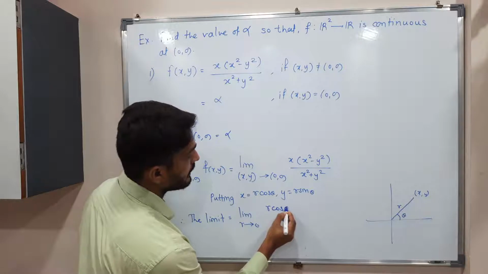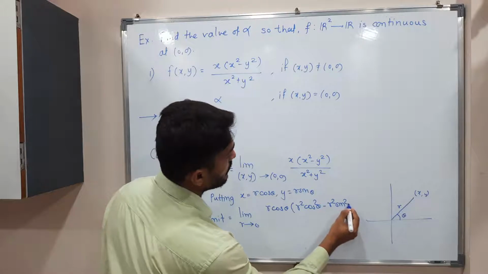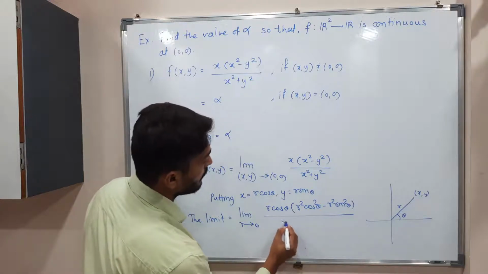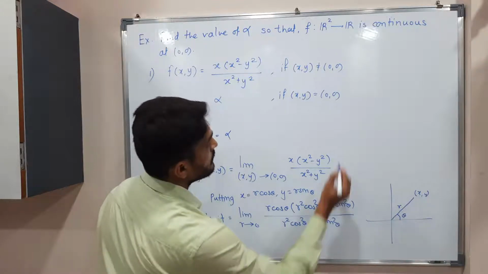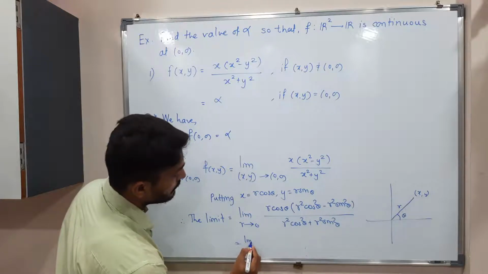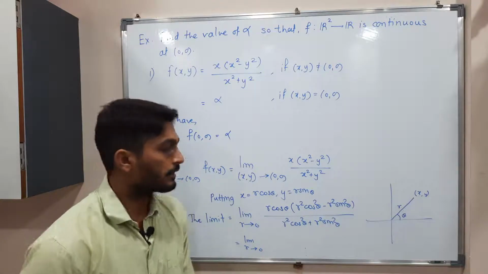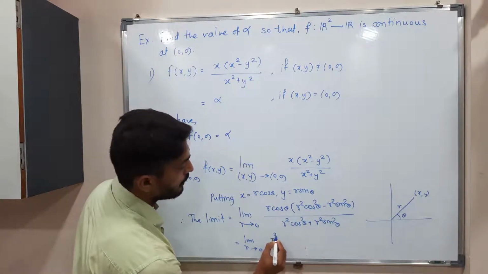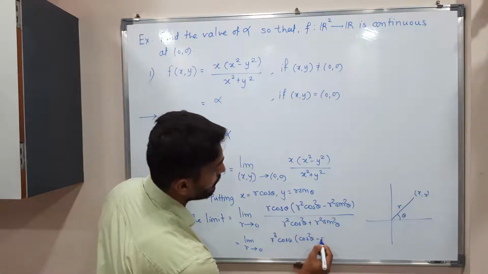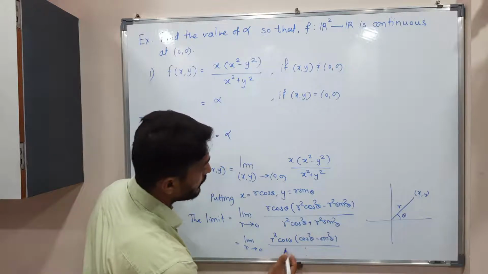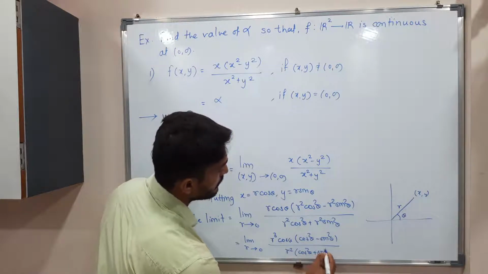So let us put those values. Since our x is r cos theta, we get r square cos square theta minus r square sin square theta, divided by r square cos square theta plus r square sin square theta. From the numerator I can take r square common easily, right? So if I take r square, with this r we will have total r cube cos theta, and in the bracket cos square theta minus sin square theta. In the denominator, we can take r square common: r square times cos square theta plus sin square theta.